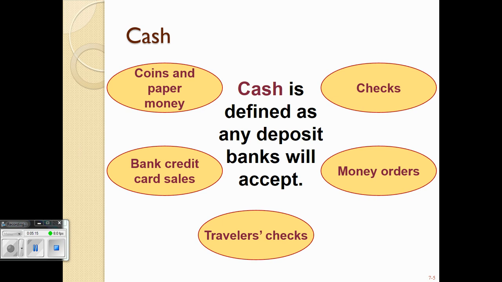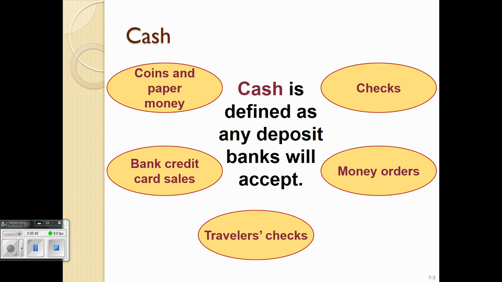Bank credit card sales, typically you get paid for those the day after the sale. So when I go into Walmart and charge $100 today, Walmart basically gets $97 tomorrow. Where does that other $3 go? That other $3 goes to Visa as part of their service fee and service charge, but Walmart will get the vast majority of that money tomorrow.